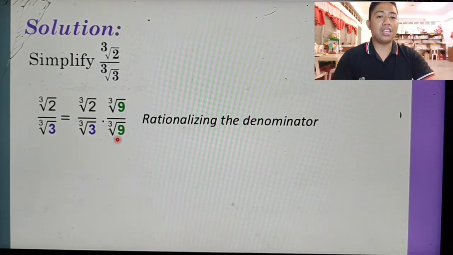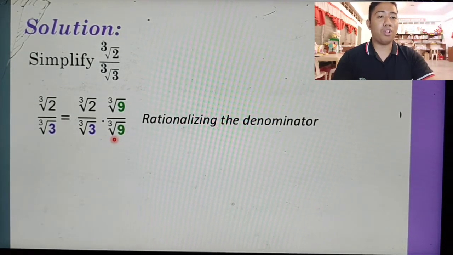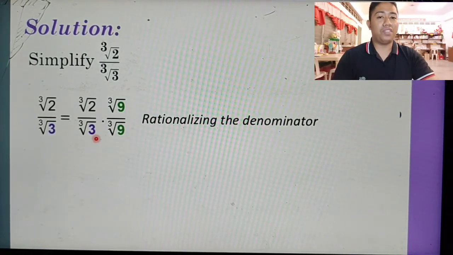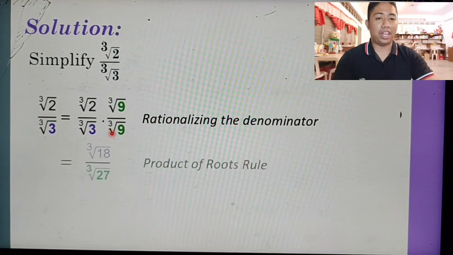So we get that by rationalizing the denominator. 3 times 9 is 27, so the cube root of 27 is also a perfect cube. So we have the cube root of 2 times the cube root of 9 all over the cube root of 3 times the cube root of 9, which is equivalent to 1, by means of rationalizing the denominator.